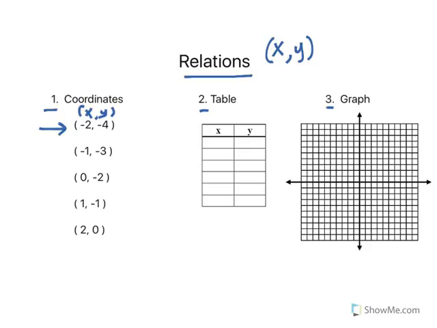We could then show this relationship in a table where the first letter is x and the second number is y. So if we showed this same coordinate in a table, it would look like this. If we did this one, it would look like this. This one.